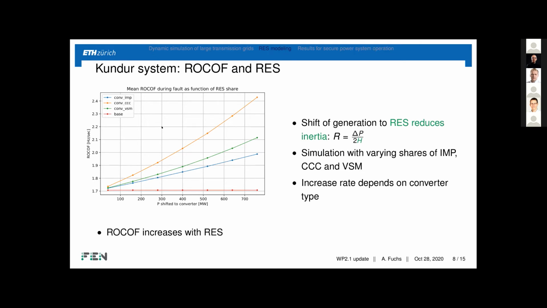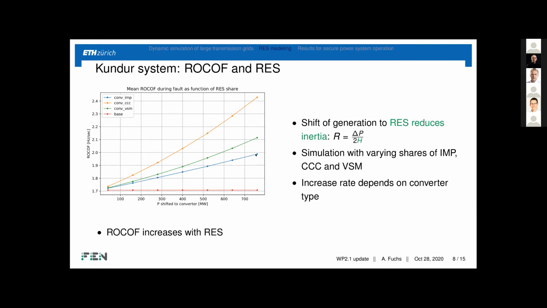So here's an aggregated summary that we computed for a small system, the Kundur system that you saw in the previous presentation as well. Basically, we shifted the generation power to converters located at the load and sampled values from 0 to about 800 megawatts. The red line is just the base that you have without any converters, and the yellow line is what you would get if you shifted to a CCC converter. And I want to guide your eyes to the difference between the blue line and the yellow line. The blue line shows you how the Rockoff increases with an impedance model, and the yellow line shows you the increase you get of the Rockoff with a current-controlled capacitor model.